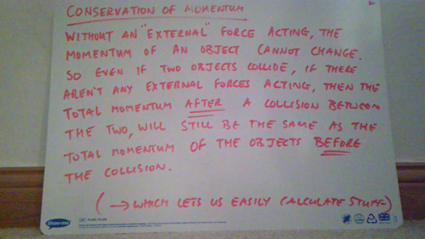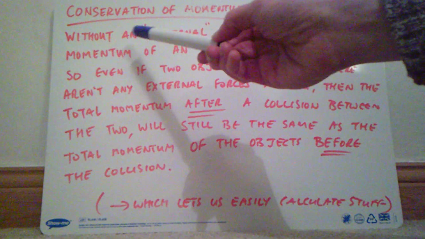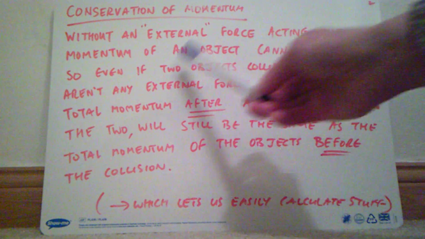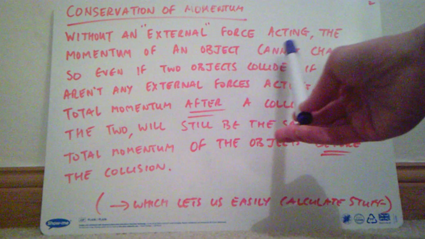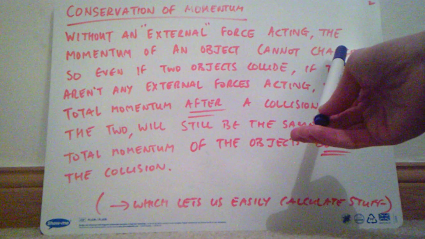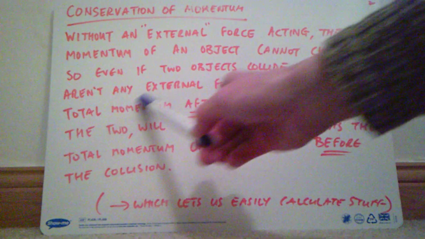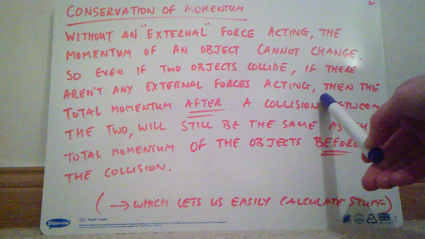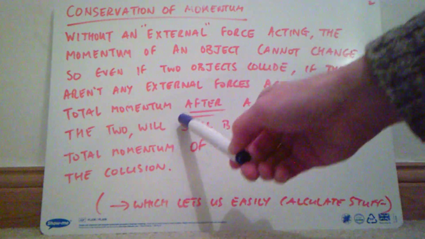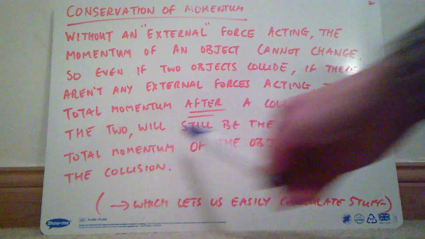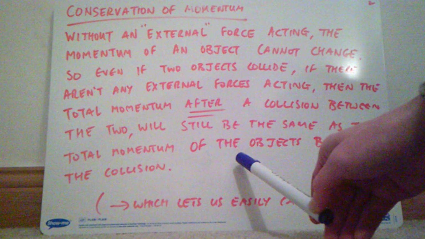So what is this conservation of momentum? Well, without an external force acting, the momentum of an object cannot change. Sort of makes sense, doesn't it? So even if two objects collide, if there aren't any external forces acting, then the total momentum after a collision between the two will still be the same as the total momentum of the objects before the collision.